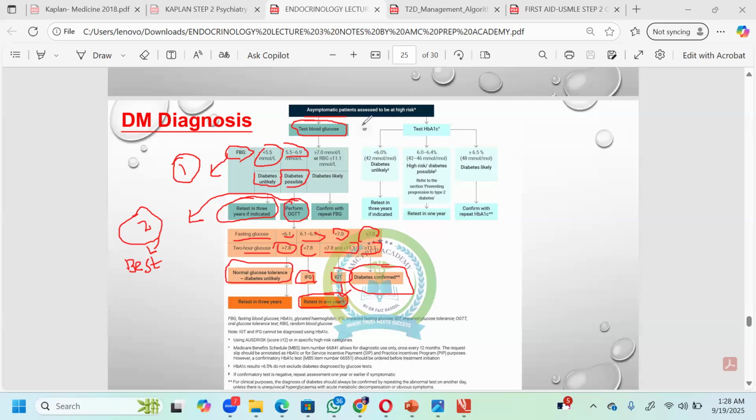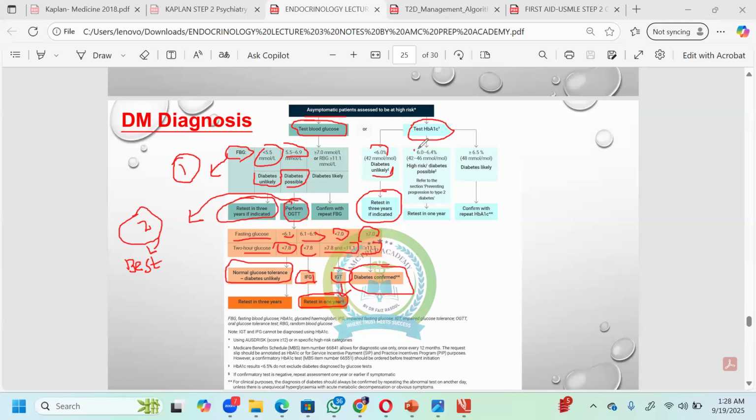Another test you can do is a fasting blood sugar, or you can go for HbA1c. HbA1c will tell us the record of the previous 3 months of glucose control in our body. So if the HbA1c value is less than 6, you will rule out diabetes, it is unlikely. Retest in 3 years if indicated. This is the normal group of population. We will do a test every 3 years.